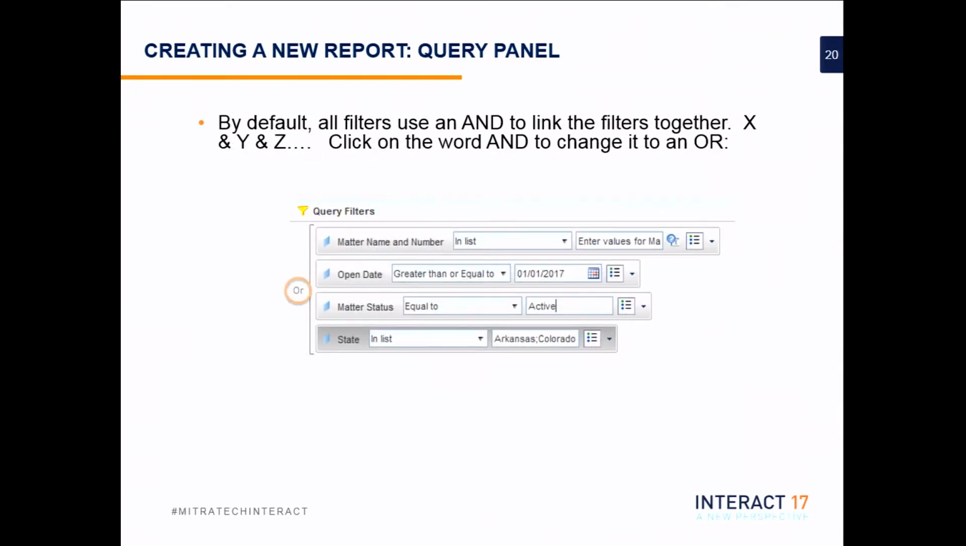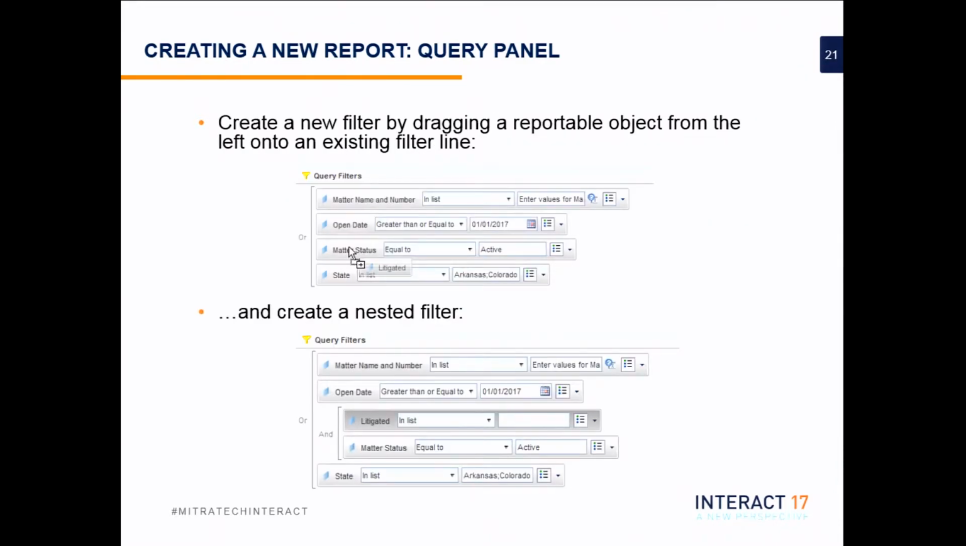It's also possible to change the AND logic for all these to an OR. Just by clicking on the word AND, it toggles back and forth. It's also possible to create what are called nested filters. By dragging a field not just into the query area, but if I drag it physically onto one of the other filters, it pairs them together. So I can make nested filters that act like parentheses around a subquery.